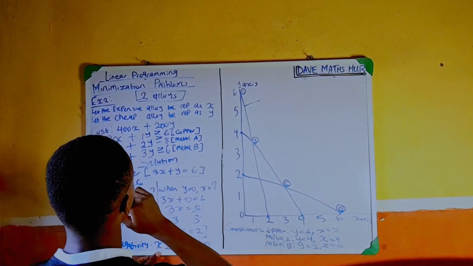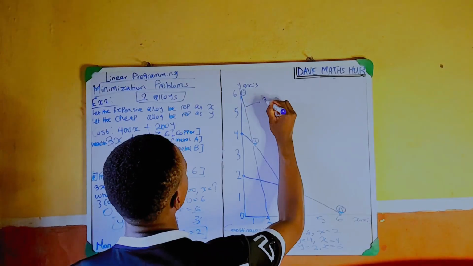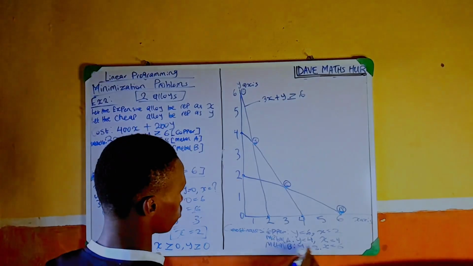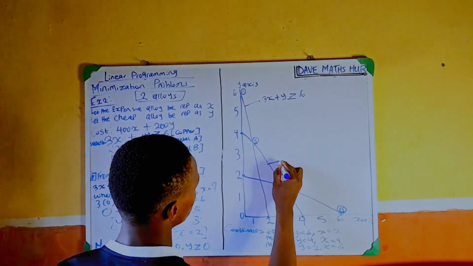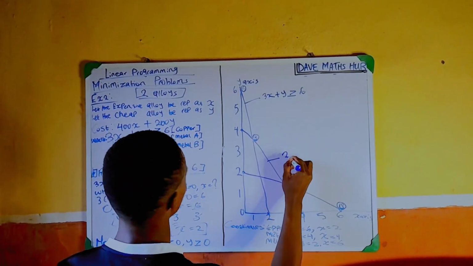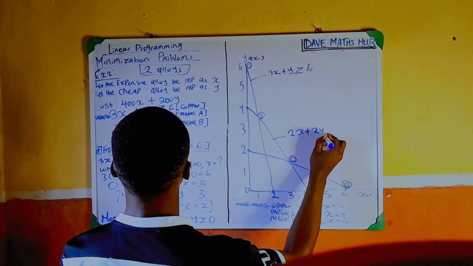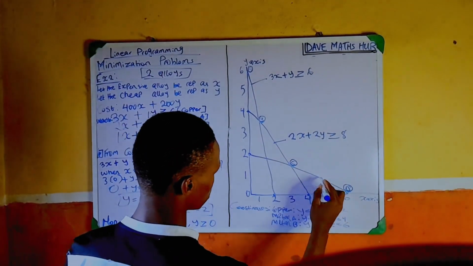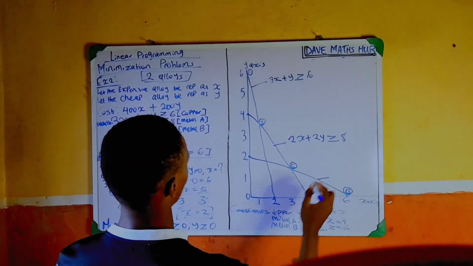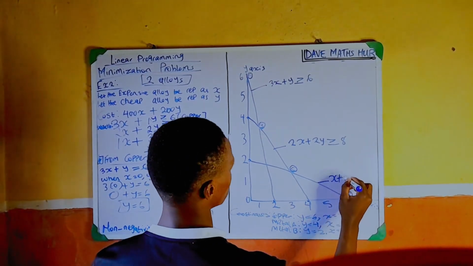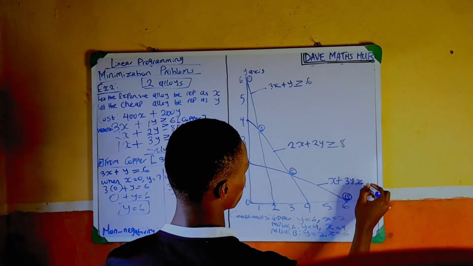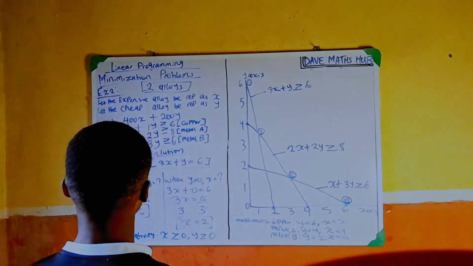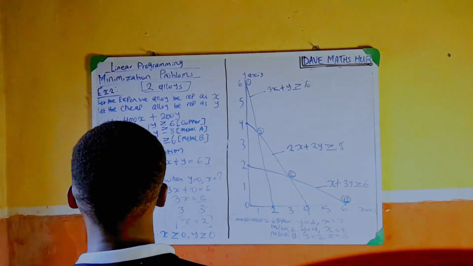And it says, okay, where 3x plus y is greater than or equal to 6, 4 and 4, where 2x plus 2y is greater than or equal to 8, and the last one, where x plus 3y is greater than or equal to 6. Now that we've known this, we can do our corner points.